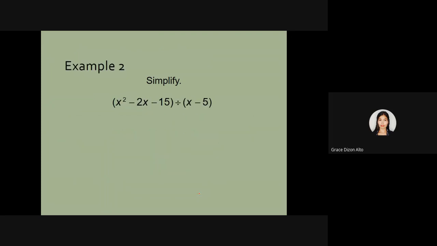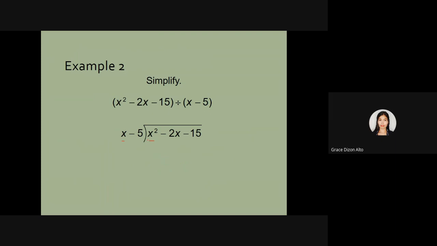Number 2, simplify x squared minus 2x minus 15 divided by x minus 5. So here we can see that we have our trinomial divided by a binomial, where the coefficient of the first term of the binomial is 1, as well as the coefficient of our dividend is also 1. So writing it in division format, we got x squared minus 2x minus 15 in the inner part of the division sign, and then x minus 5 in the outer part.